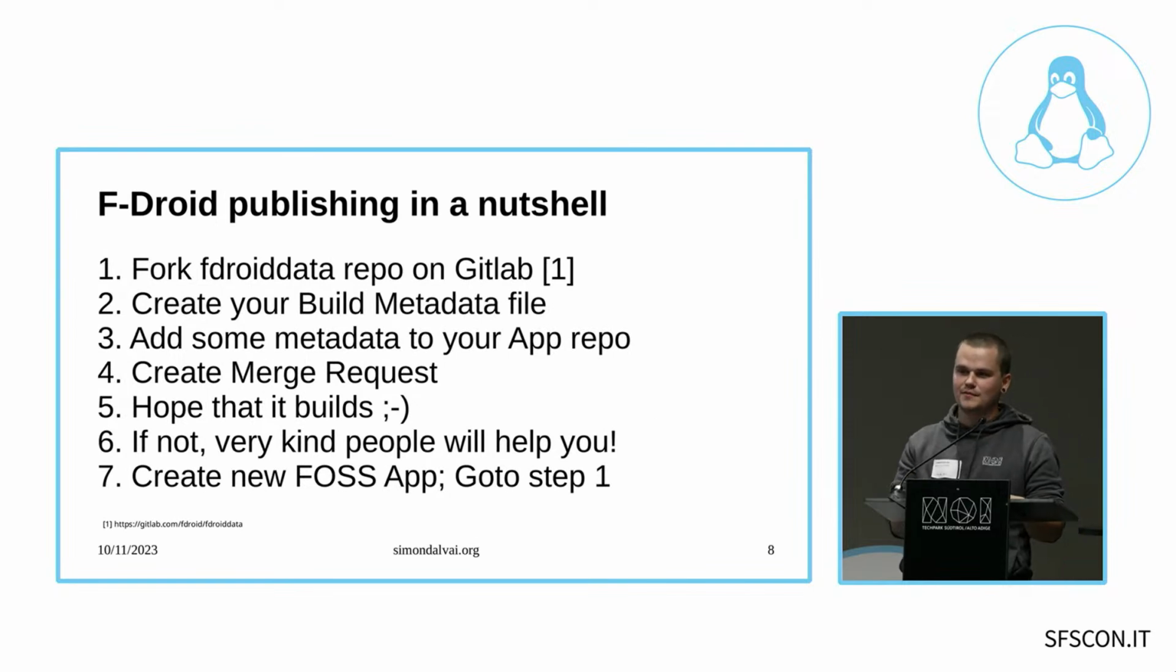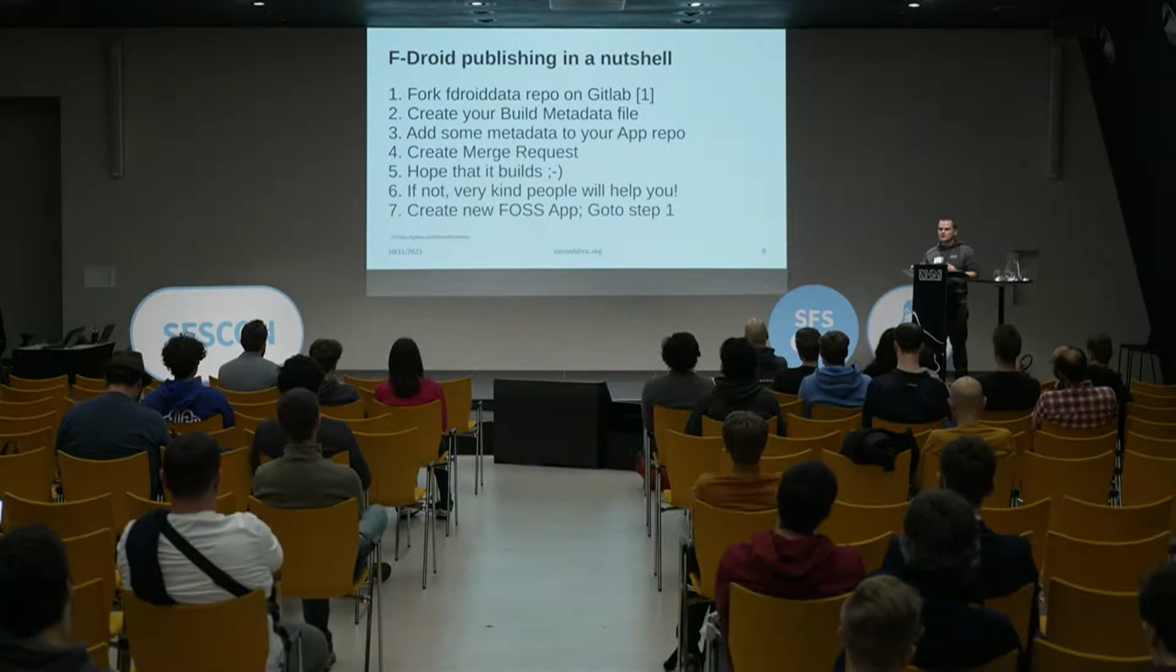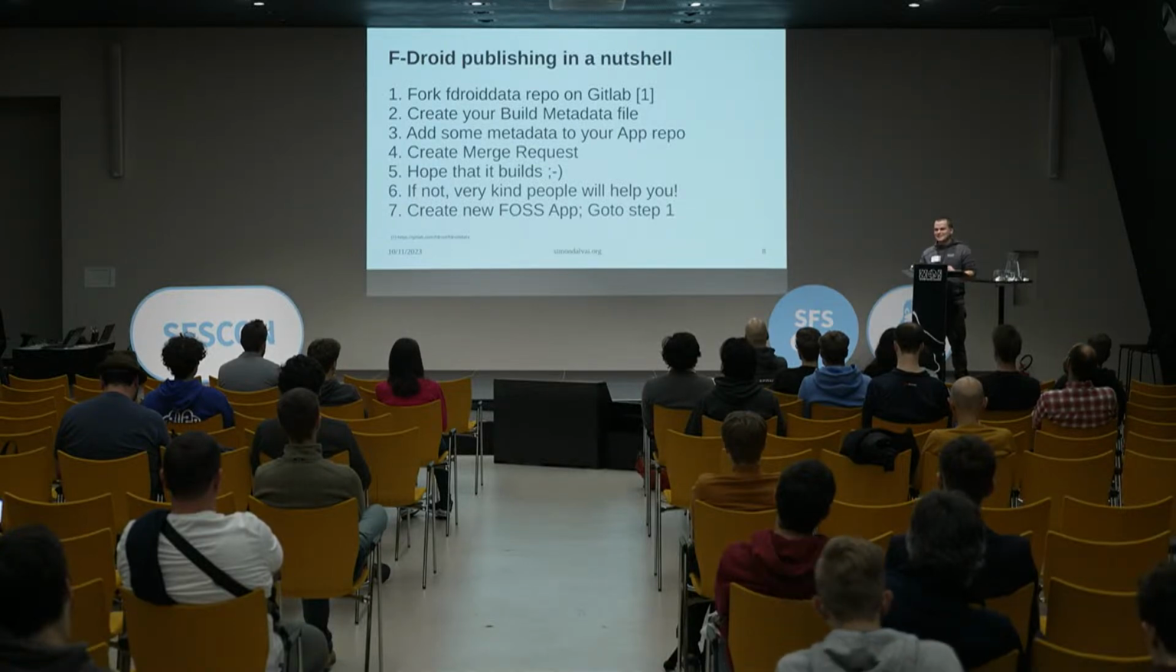And now let's see how, at least, I was able to publish my games on F-Droid. There are different ways to do it. This is the one I did. So you can fork the F-Droid data repository on GitLab and create the build metadata file, add some metadata to the repository, then you create a merge request where the CI runs and people, the volunteers on F-Droid, in case there are problems or something like that, contact you, and then you hope that it builds, because since you have to build everything from source, it takes quite a time.